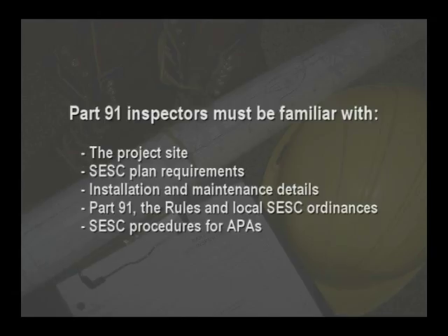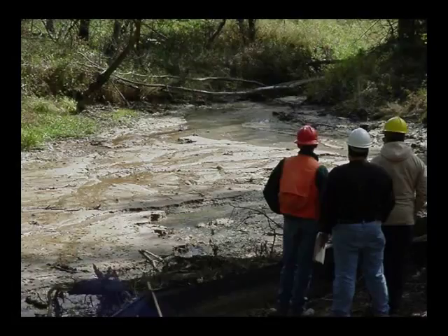The inspector must be familiar with the project site, the SCSC plan requirements, installation and maintenance details for the required SCSC measures, and the requirements of Part 91, the rules, and applicable SCSC ordinance or APA SCSC procedures. The SCSC inspector must regularly inspect the entire project site to determine if the SCSC measures are properly installed and maintained in accordance with the SCSC plan and if the SCSC measures are effective in minimizing erosion and off-site sedimentation.